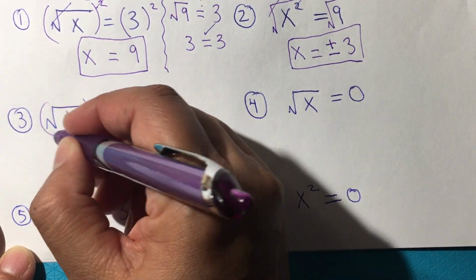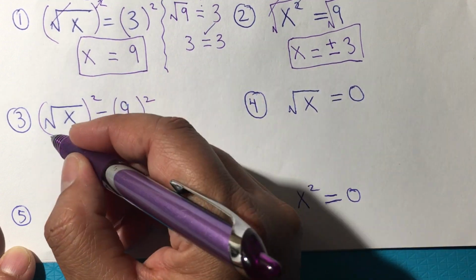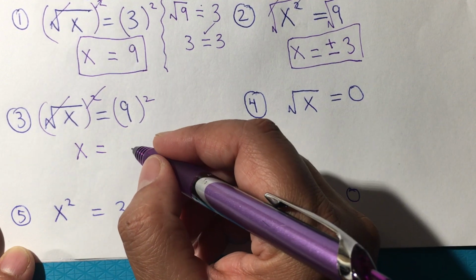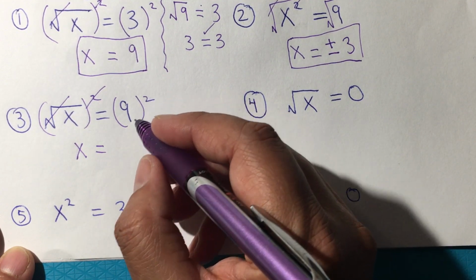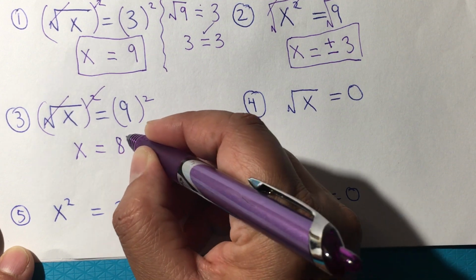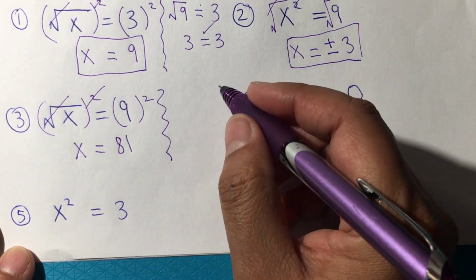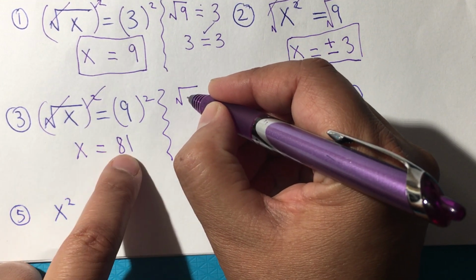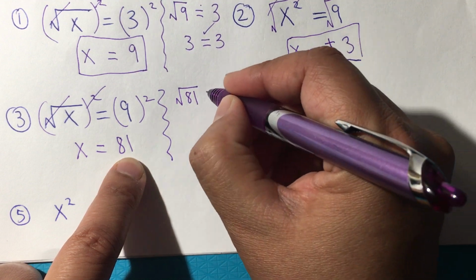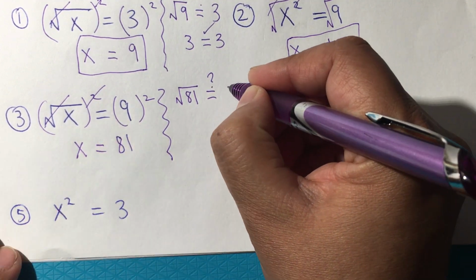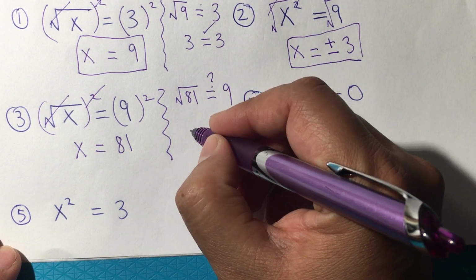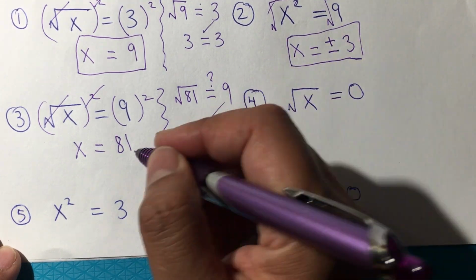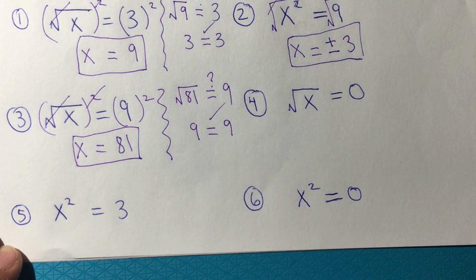Number 3, the opposite of square root is to square. So that's why they cancel, and you get x equals 9 squared, which means 9 times 9, which is 81. Again, we have to do the check to make sure. So the square root of, instead of x, we put 81. Is it equal to 9? The square root of 81 is 9, which equals 9, so we say check. So it is a solution.